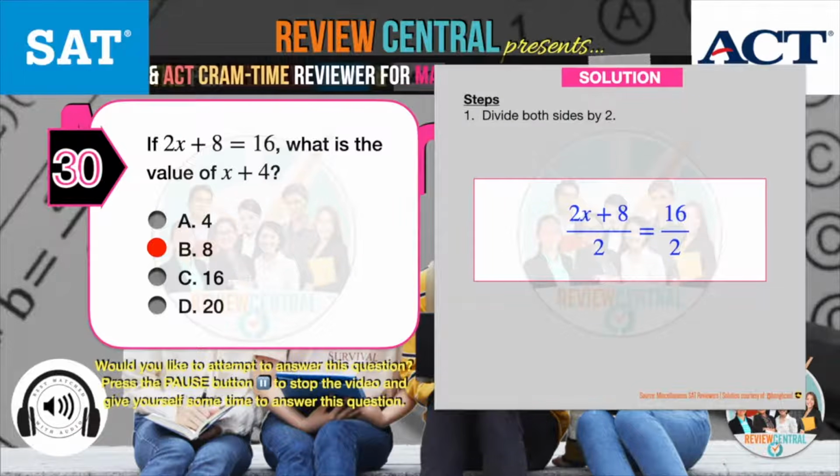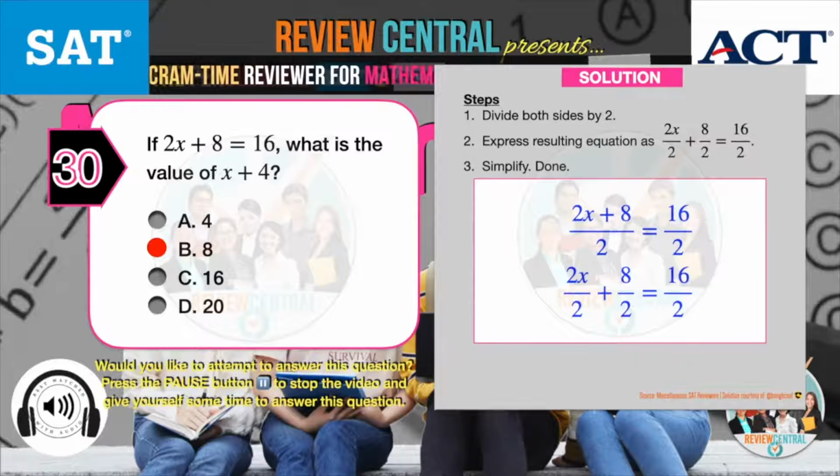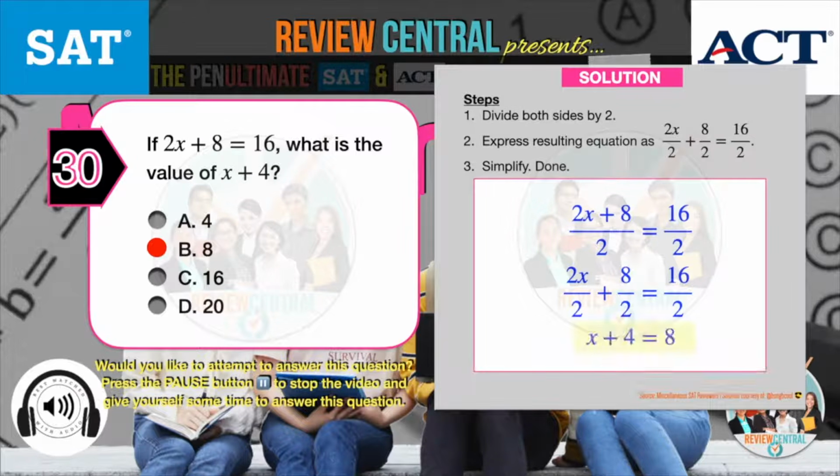Divide both sides by 2. This results to (2x plus 8)/2 equals 16/2, which is the same as 2x/2 plus 8/2 equals 16/2. Do you see how this results to x plus 4 equals 8? Since we are being asked for the value of x plus 4, then we already have our answer. Do you agree that this solution would have saved you a few precious seconds? A lot of the problems in the SAT and ACT math tests are like this.